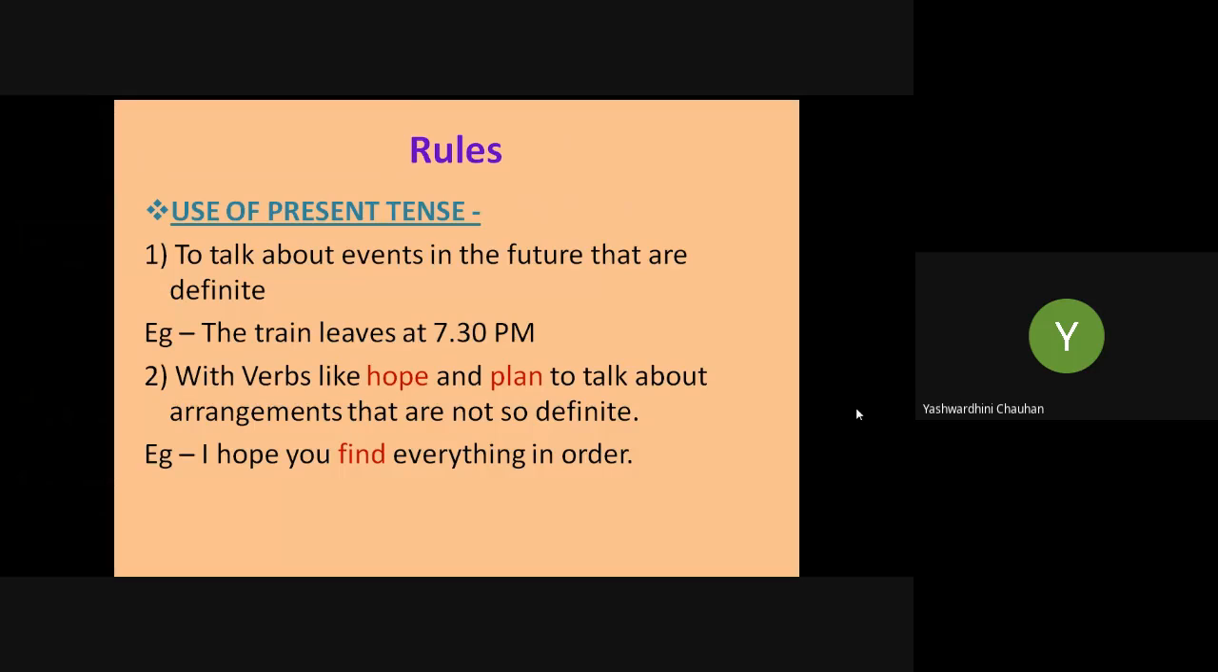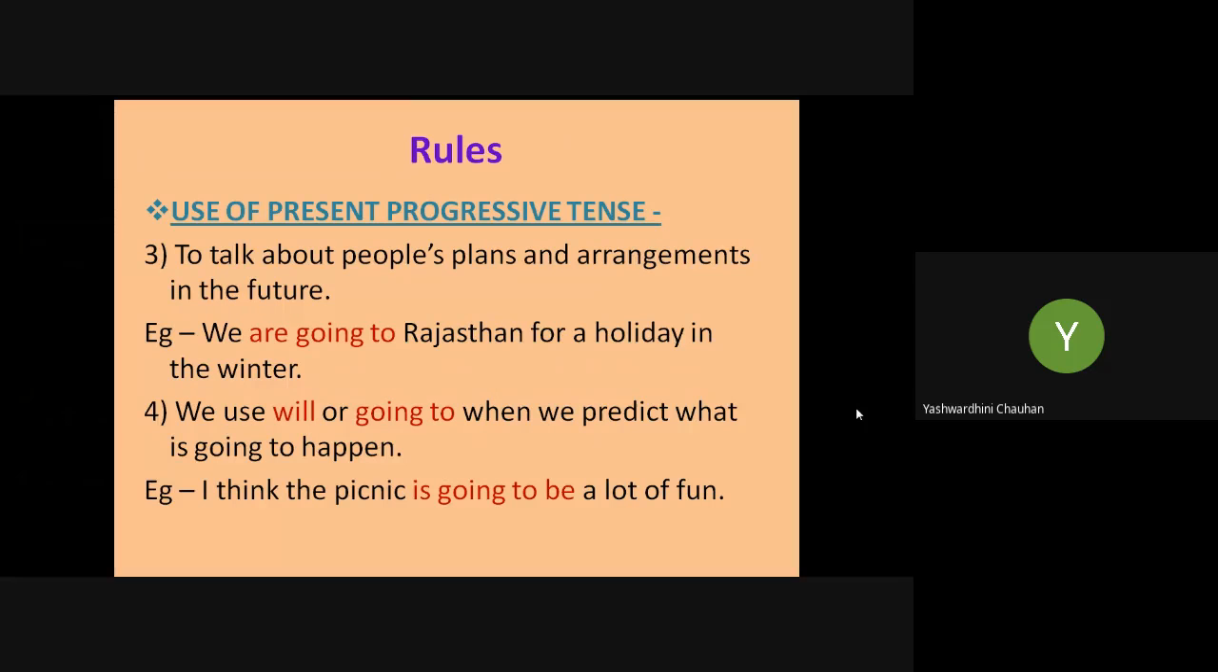With verbs like hope and plan to talk about arrangements that are not so definite. I hope you find everything in order, which means everything should be in order, but I'm not sure. Maybe you go to the classroom, or you go to a certain room, and you don't find everything in order. So I hope means 50% chances are there that it might be and 50% chances are there that it might not be.